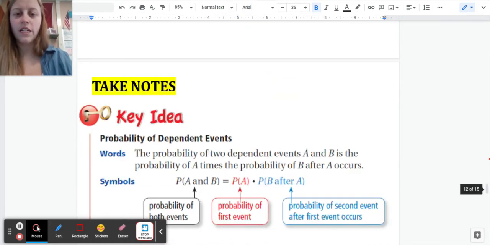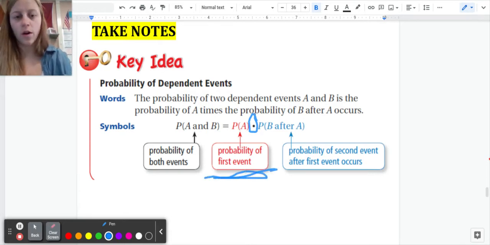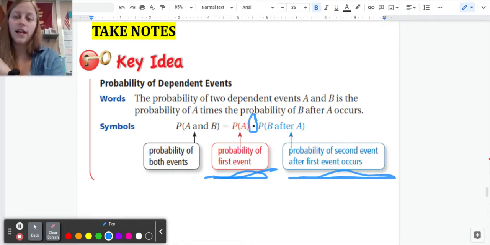So dependent events are very similar. You are still going to multiply, but you multiply the probability of the first event, just like normal. The second event, you need to figure out what is the probability after the first event happens. Then you multiply them together. We'll look at some examples. But again, it's the probability of A times the probability of B after A happens. So there's one extra step in there.